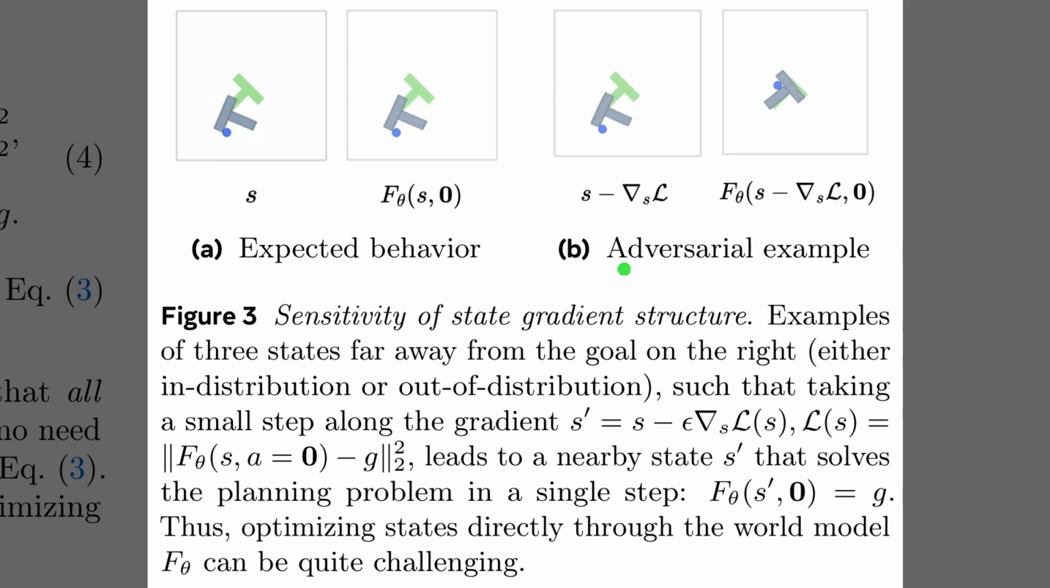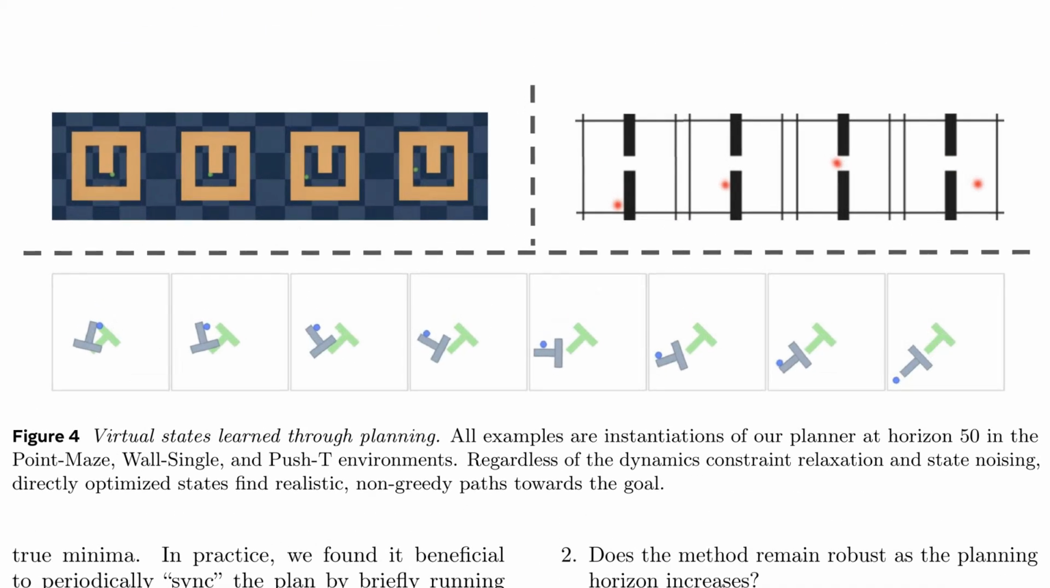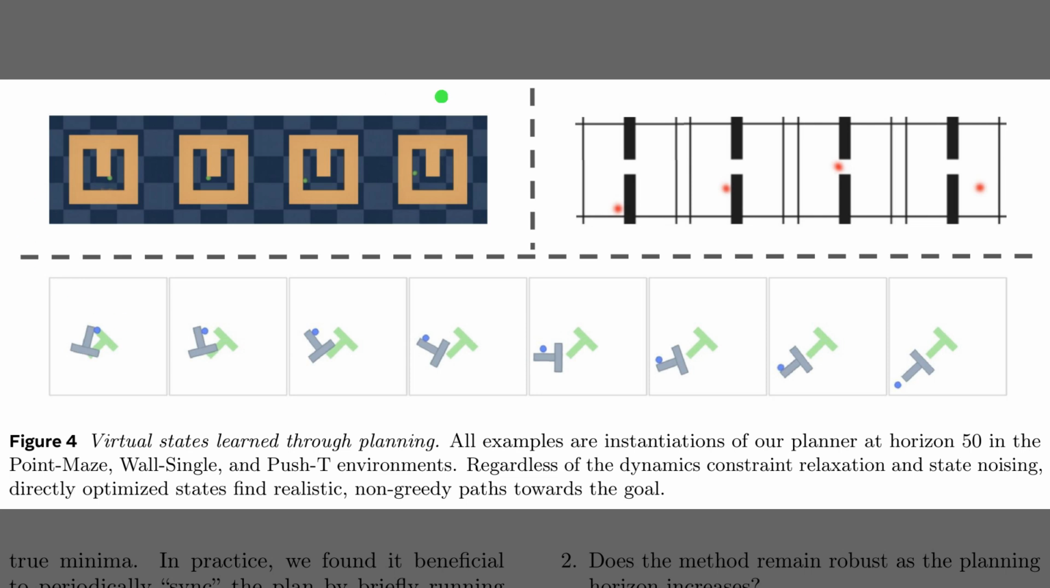Well, Figure 3 demonstrates exactly why those direct state gradients are so dangerous. On the left, panel A shows the expected behavior, where the model predicts a standard, physical movement. But on the right, in panel B, we see an adversarial example where the optimizer exploits the model's brittle geometry. By making a tiny adjustment to the state input, it tricks the world model into predicting that the object instantly jumps to the goal. This effectively teleports the object in the model's imagination, which solves the math problem, but completely fails the physical reality.